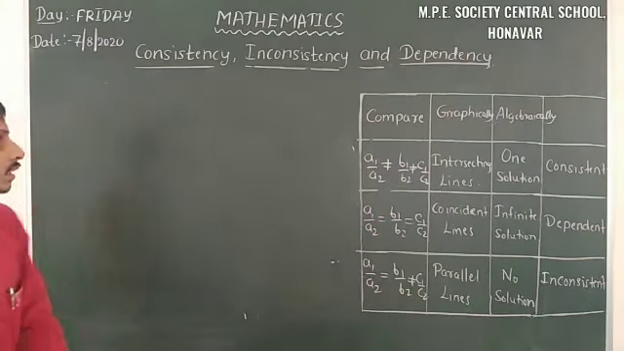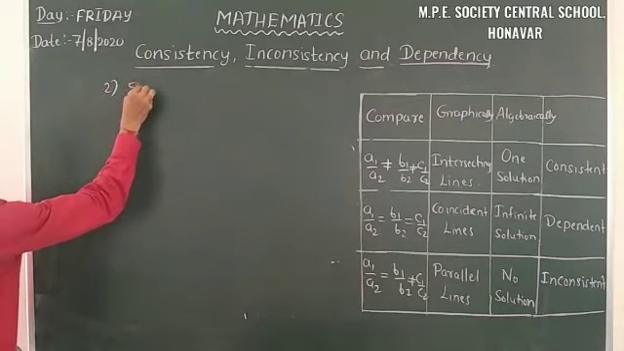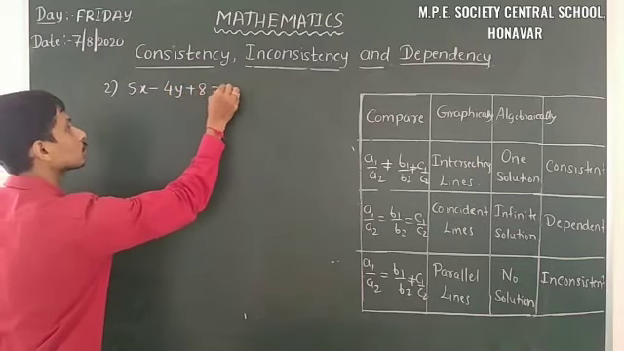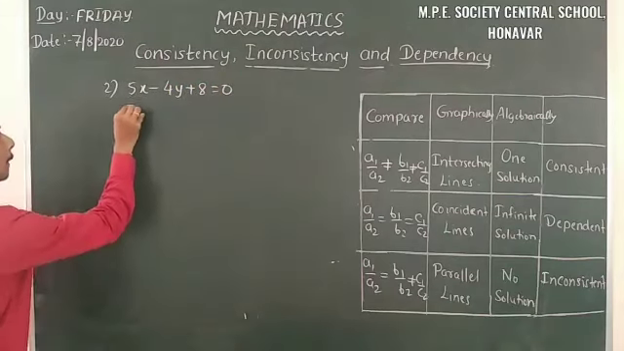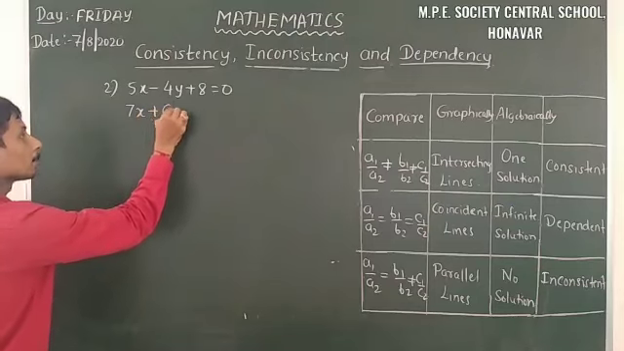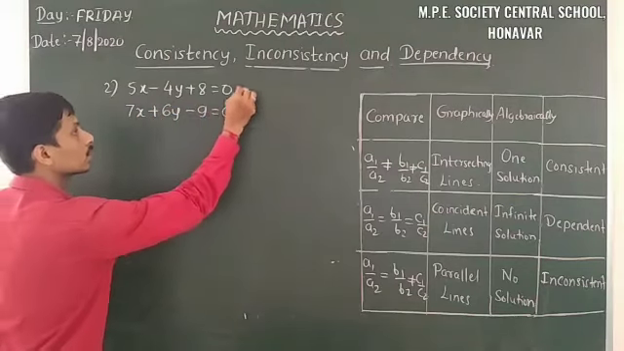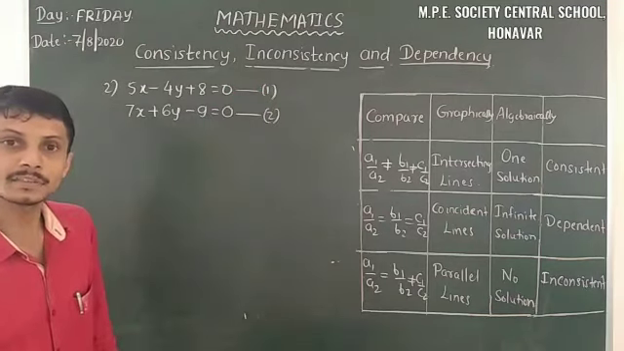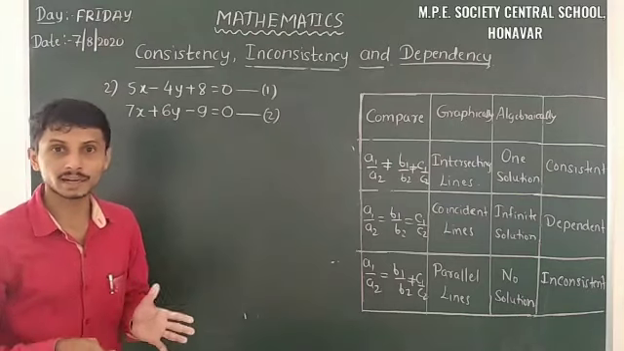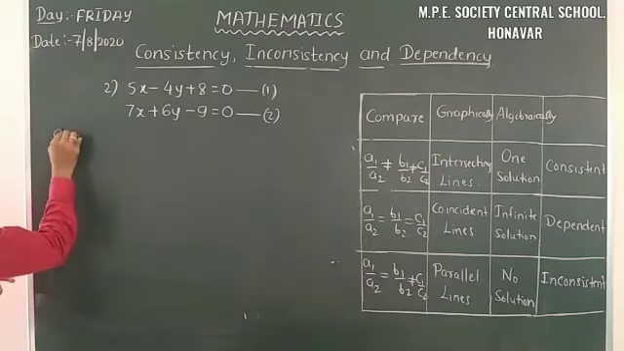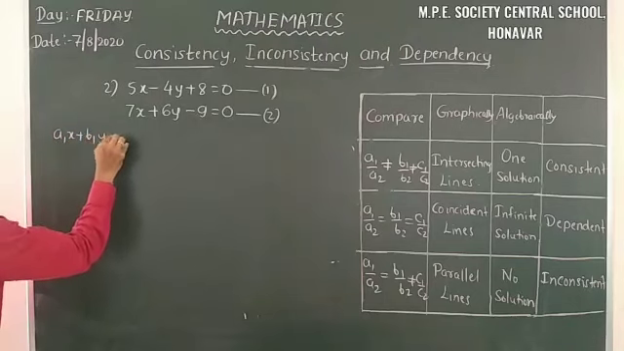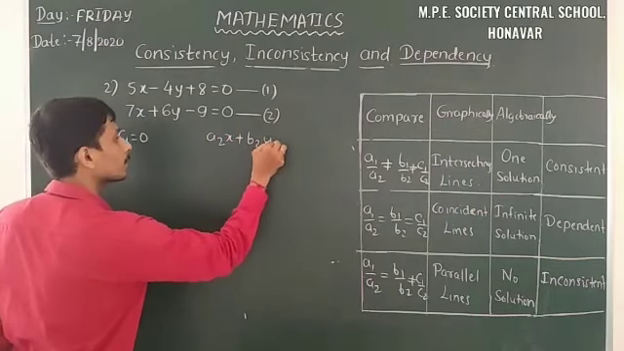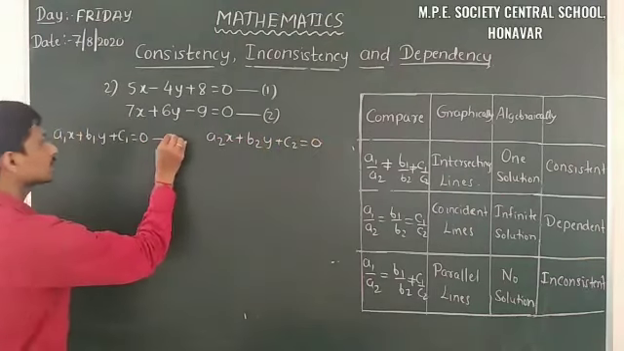The second problem: the equations are 5x minus 4y plus 8 is equal to 0 and 7x plus 6y minus 9 is equal to 0. I will take these as equation number 1 and equation number 2. Firstly, we have to take the standard form of a pair of linear equations in two variables, that is a1x plus b1y plus c1 is equal to 0 and a2x plus b2y plus c2 is equal to 0. I will take this as equation number 3.